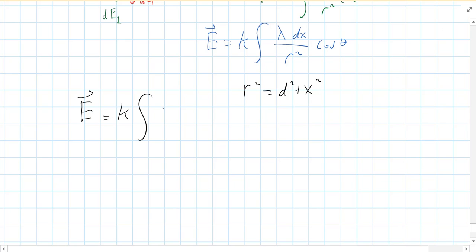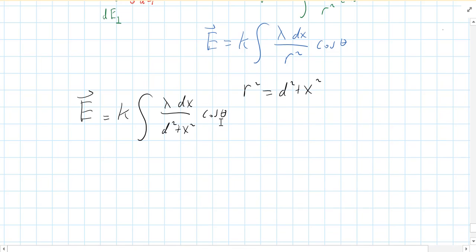Okay, so we've got the integral of lambda dx over r squared, which would simply be d squared plus x squared, and then you've got your cosine theta. Okay, we're getting better now. Now we're down to two variables. We need to get down to one. We either need to get everything in terms of x or everything in terms of theta. It turns out that you can do this either way, but frankly, one way is a lot easier than the other. It's easier to get everything in terms of theta.